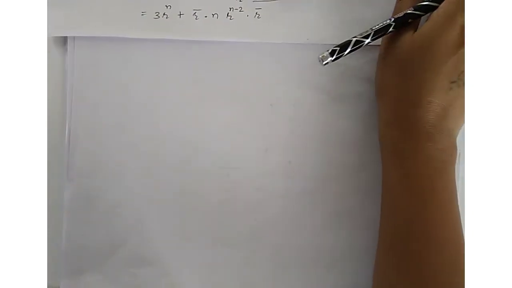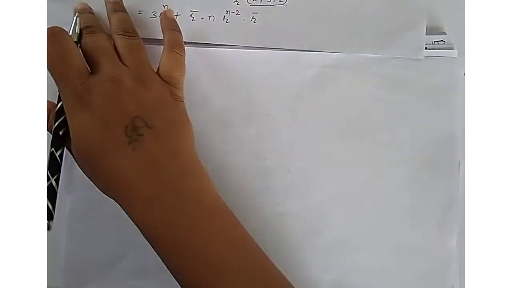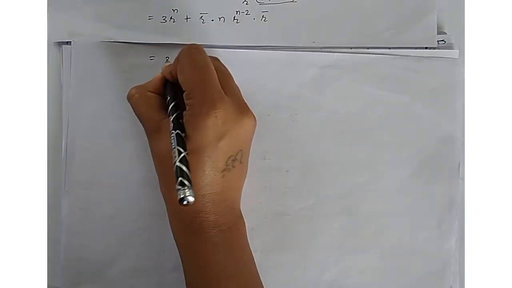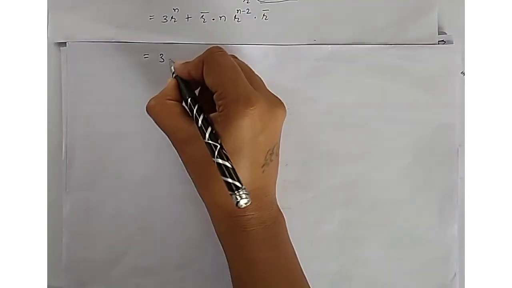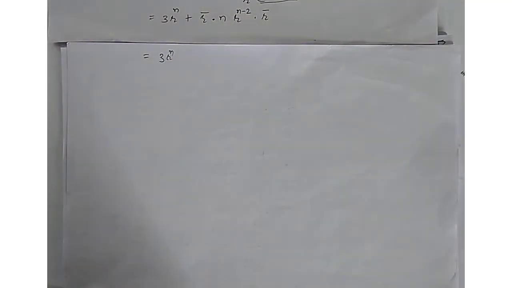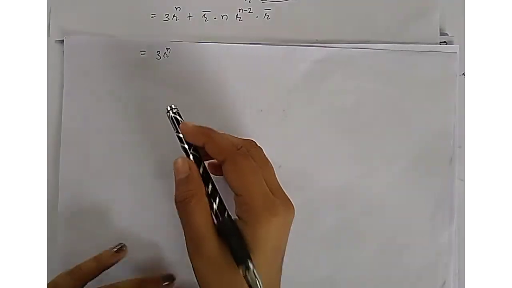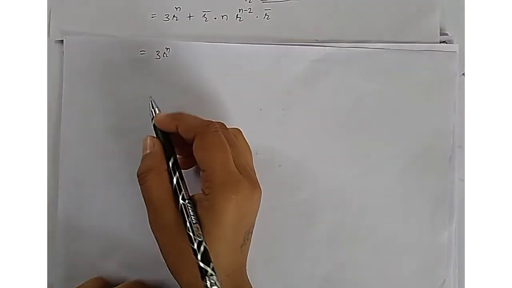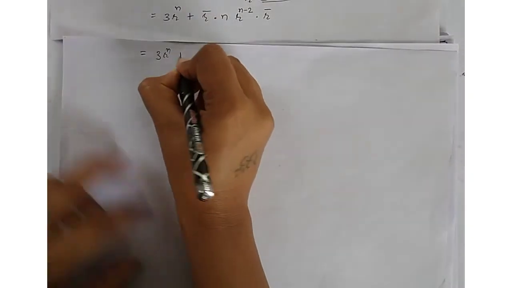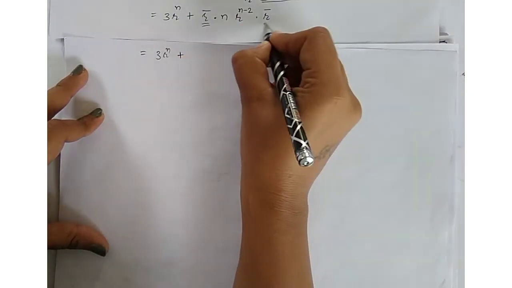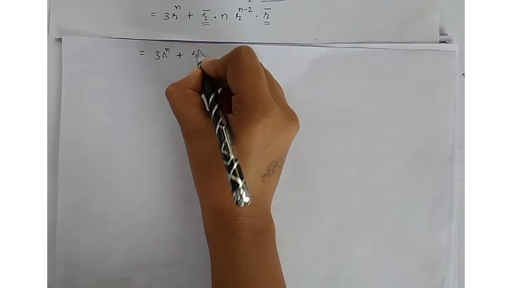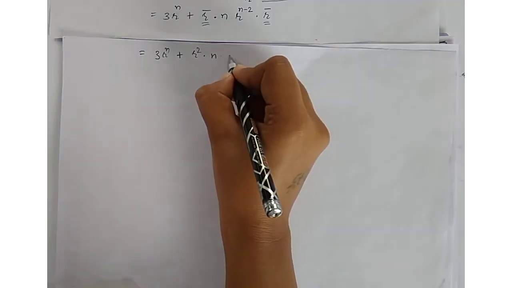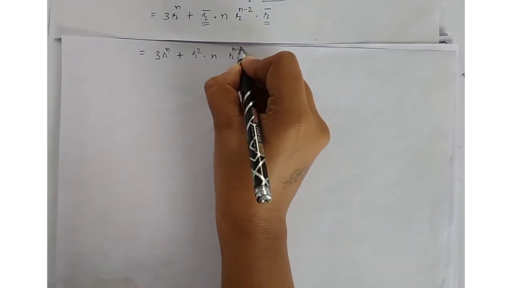So next is equal to 3 r to the power n plus here r bar into r bar will give r square, so r square into n into r to the power n minus 2.